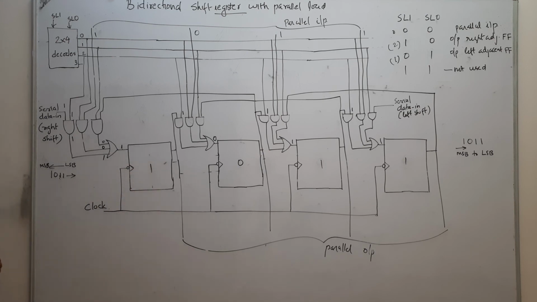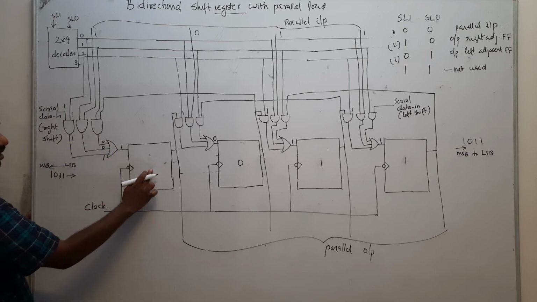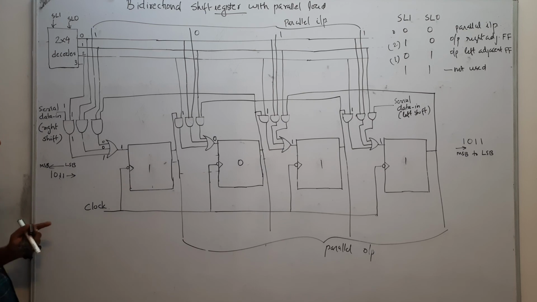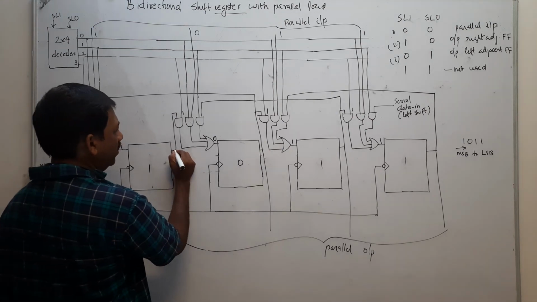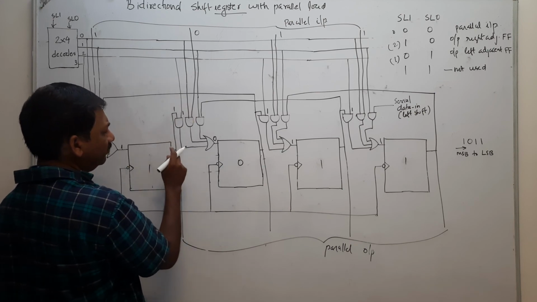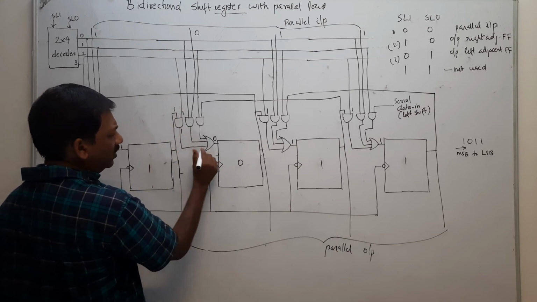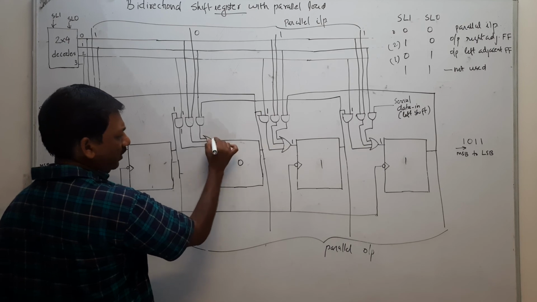After that, I am going to give 1011 in this fashion. Initially we are giving 1, then 1, then 0 and 1. Initially you are giving 1, then 1, and that is pushed onto this register. Now 1 is stored here and this 1 is now available here, and those two 1s give 1. Here also you have 1.